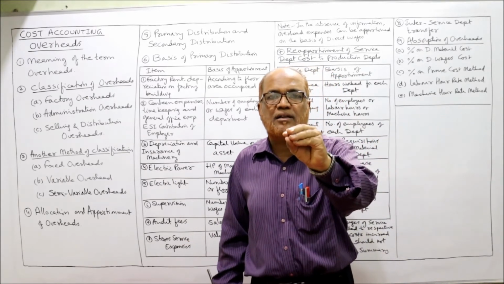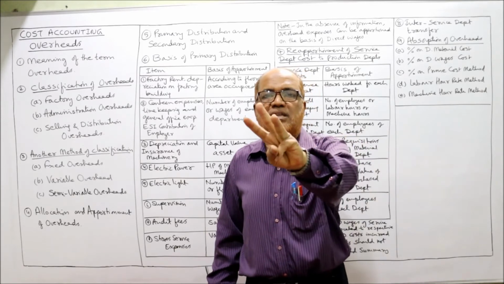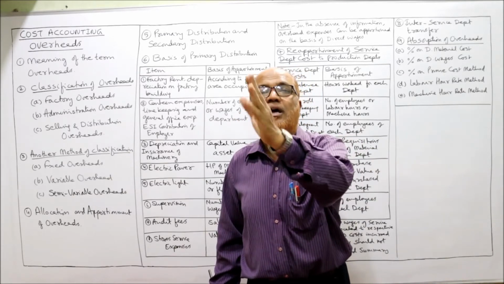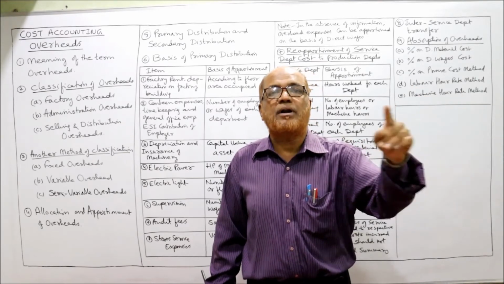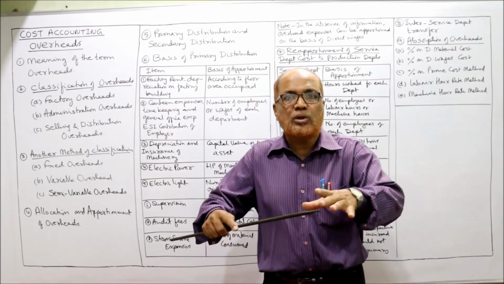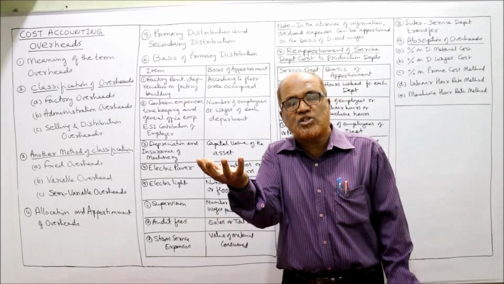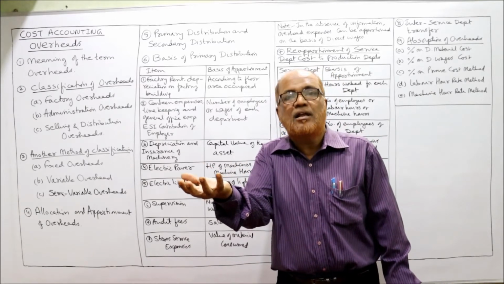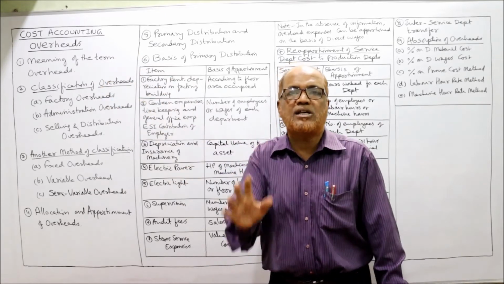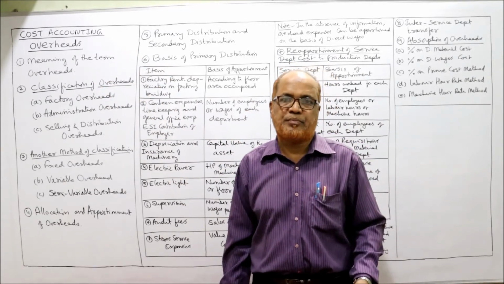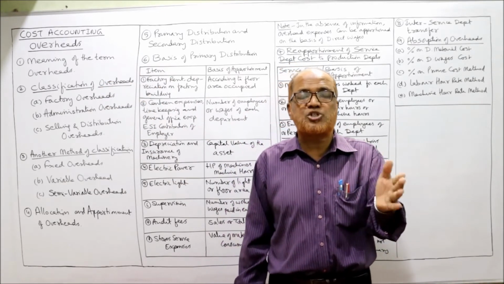5 departments are there. In these 5 departments, 3 departments are production. A, B, C are production. D and E department are service department. So totally 5 departments. So whatever expenditure incurred on canteen, the total expenditure will be divided among all the 5 departments. That is called primary distribution.